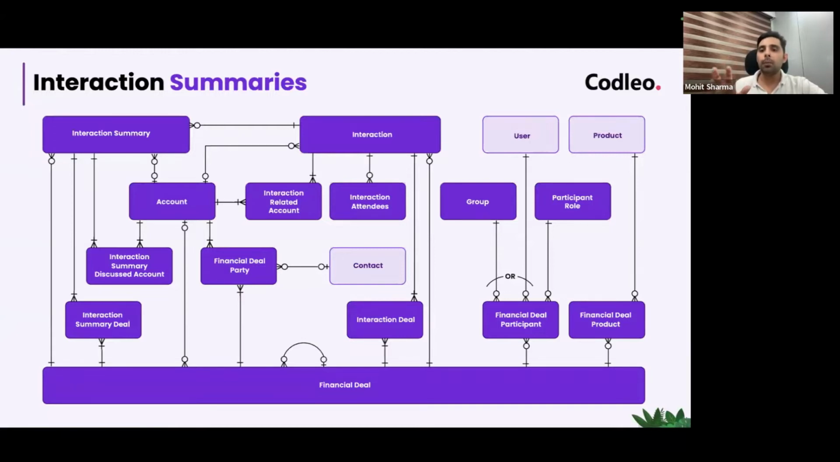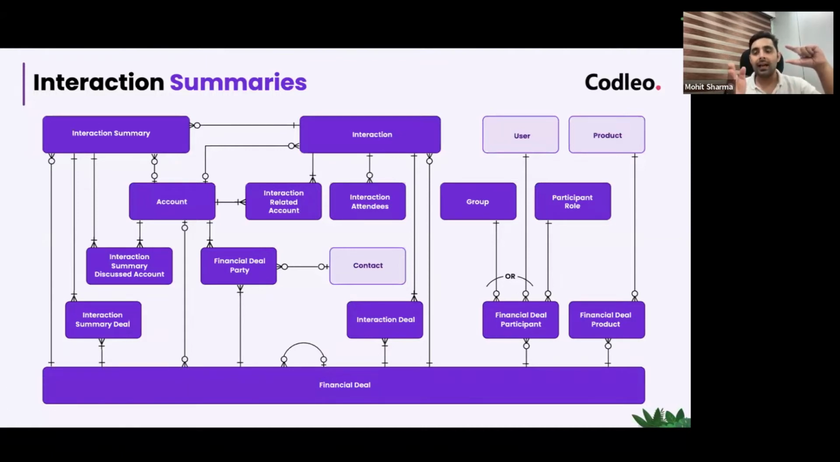So this is how, with the group of people and how many people are participating in that, and how we are giving advisory to any of our customers with regards to the financial deal participants or your financial deal product as well. So how we have been engaged or engaging with them, how that can be taken care of with regards to your interaction summary, which is again an out of the box feature of Salesforce within your FSC data model.